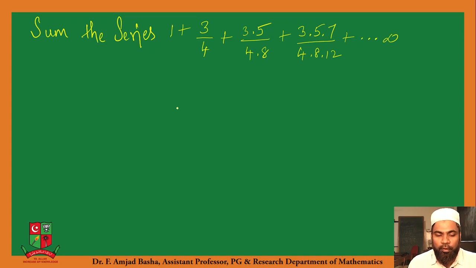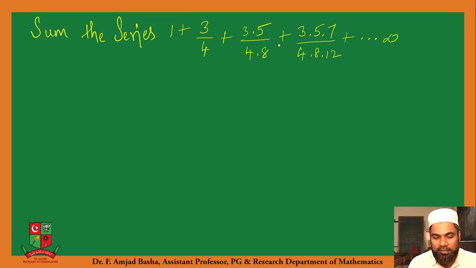If you want to go for summation of series, three points have to be observed. Point number one is the factors in the numerator are in arithmetic progression. So when you take the factors of the numerator, you need to check whether they are in AP, which means it should have a common difference.